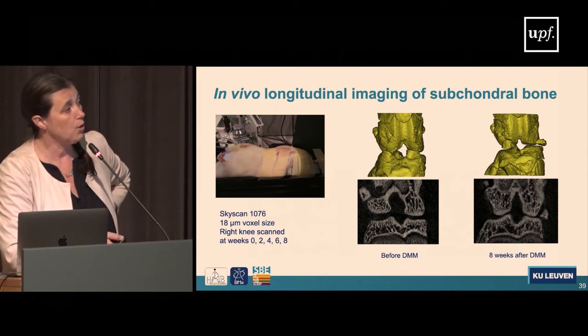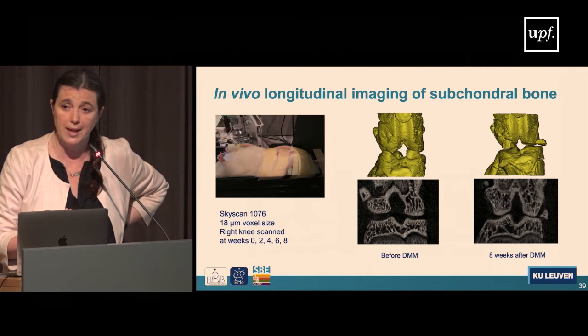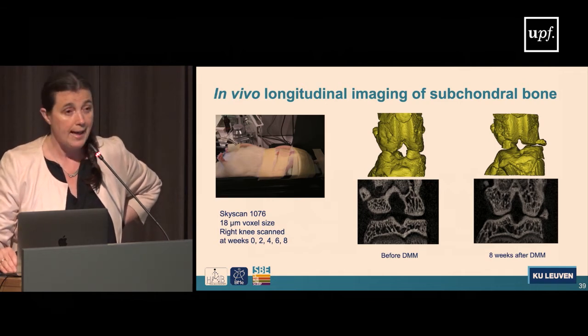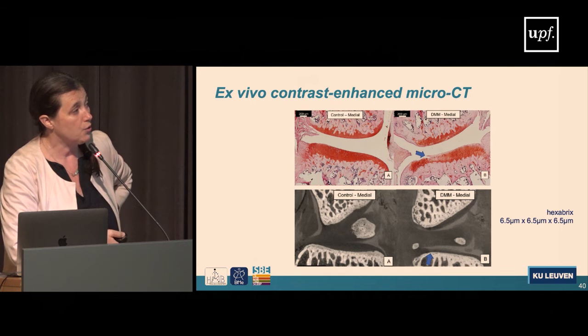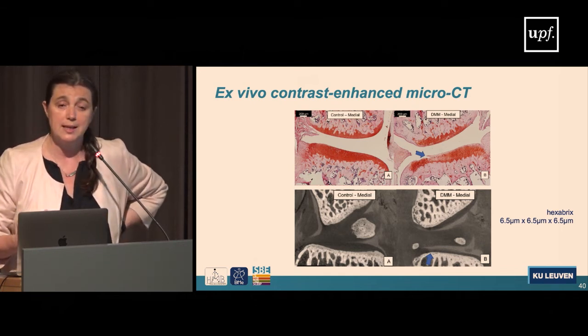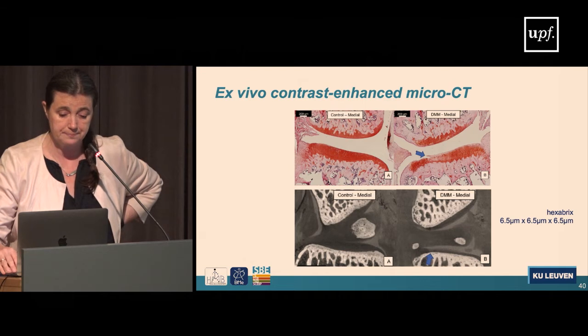So we followed all of our rats with in vivo CT, so we can look at the bone adaptation over time. And also we did high detail micro CT with contrast agents to have a good indication of the cartilage constitution in each of these rats.